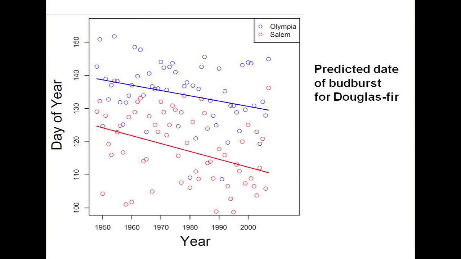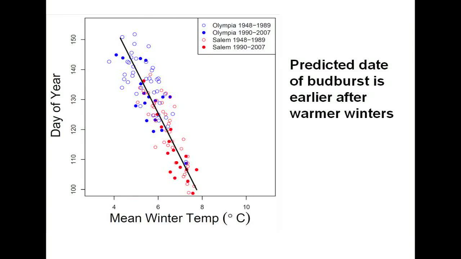And then the second thing is, even though there is a tremendous amount of variation, there is a downward trend to those lines. So on average, budburst is happening 1 to 2 weeks earlier at these locations based on our models. And the models actually run on hourly temperature, but the basic relationship holds that mean winter temperature is very closely tied to prediction of the date of spring budburst.